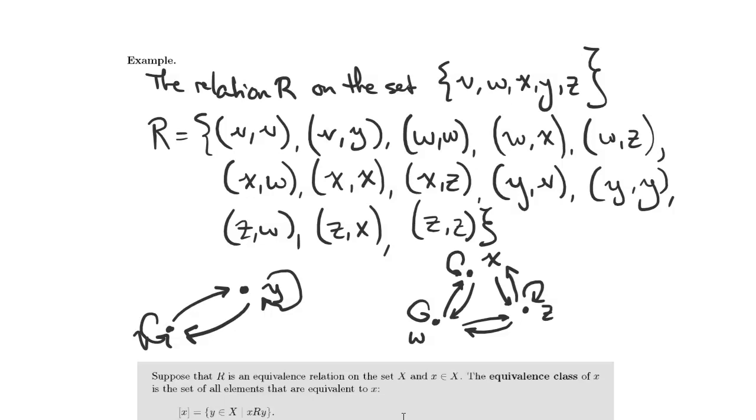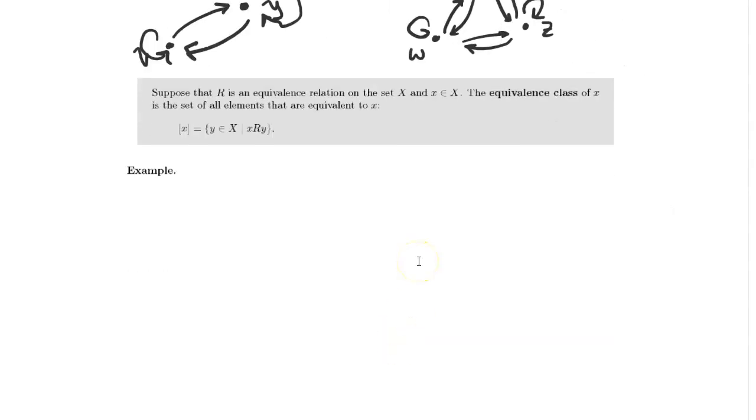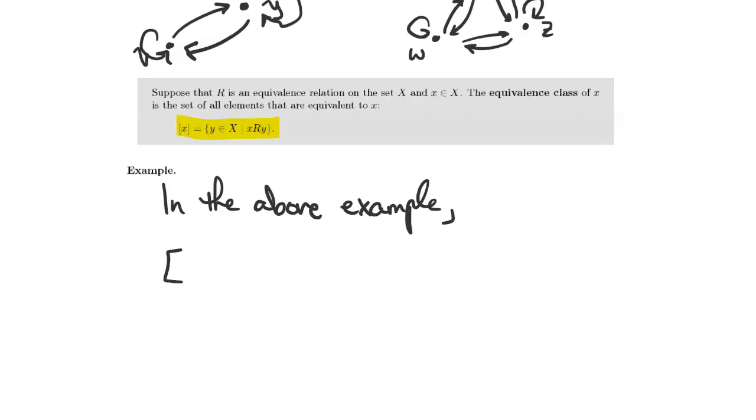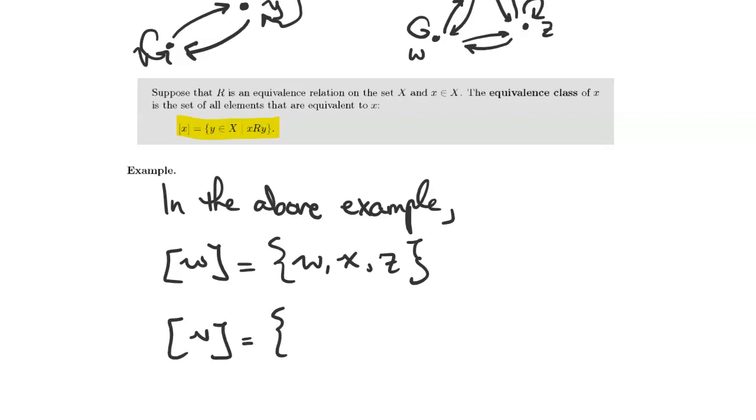So that gives rise to the definition of equivalence class. Suppose that R is an equivalence relation on the set X. The equivalence class of an element little x is the set of all elements that are equivalent to that element. So in the above example, we had the equivalence class of W is equal to the set {W, X, Z}. And the equivalence class of V is equal to the set {V, Y}.